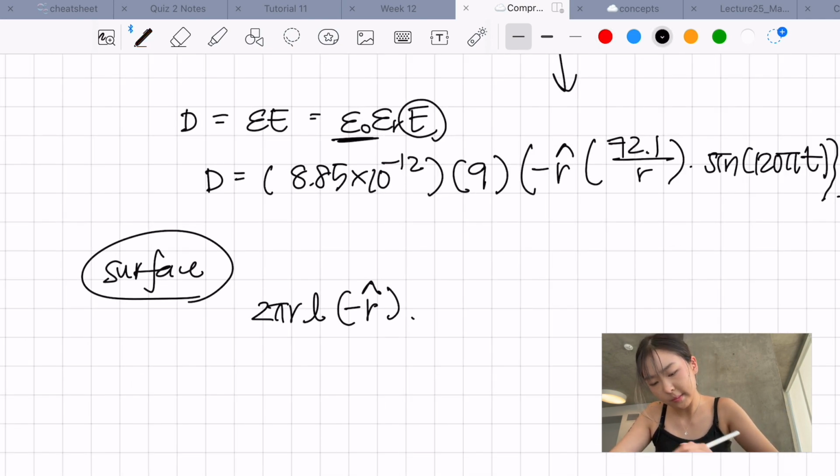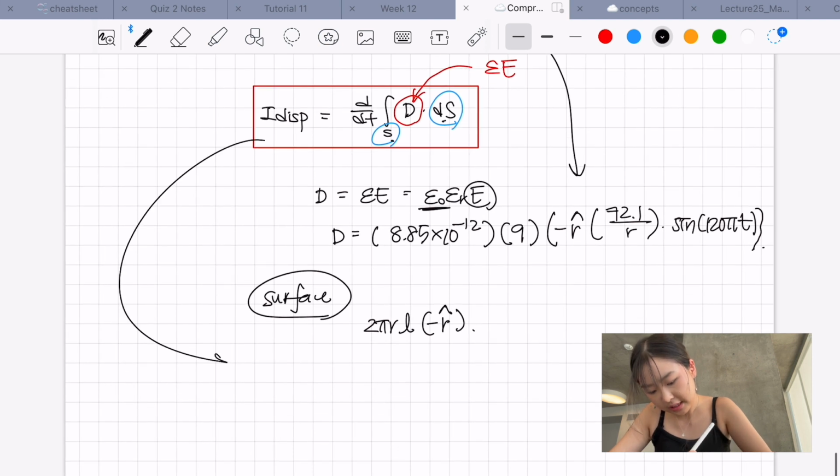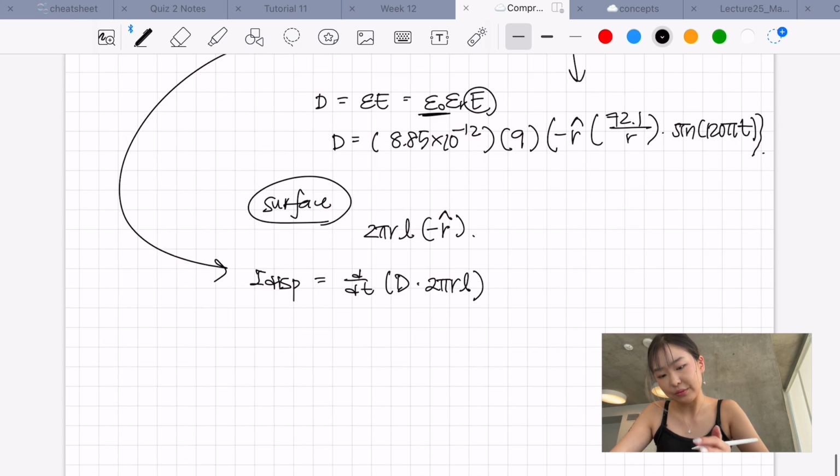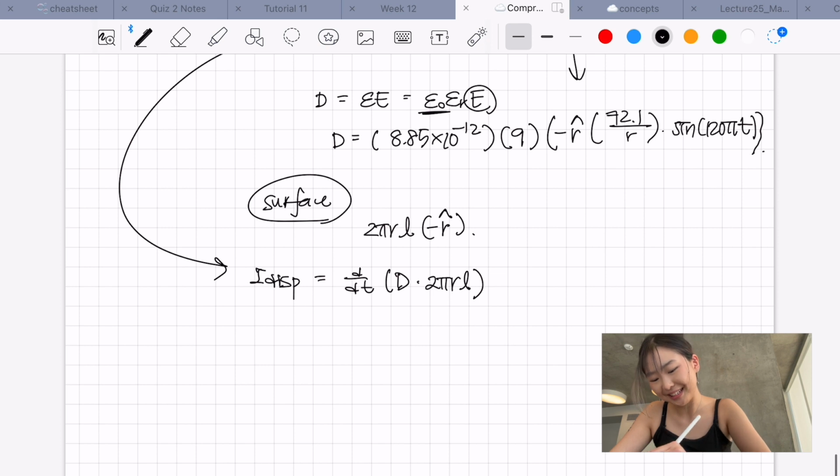Thus, now we have to try to solve this. I disp is equal to d over dt of the integral of D dot 2 pi RL. And we plug in the value of D. I know it's a lot.